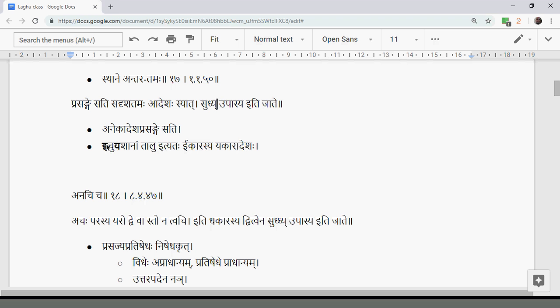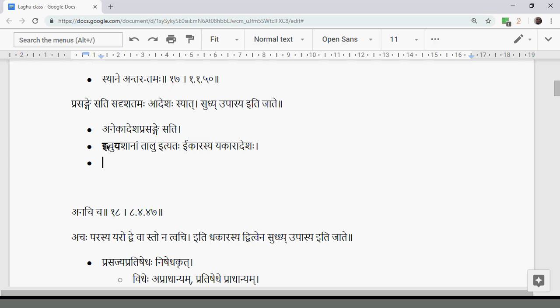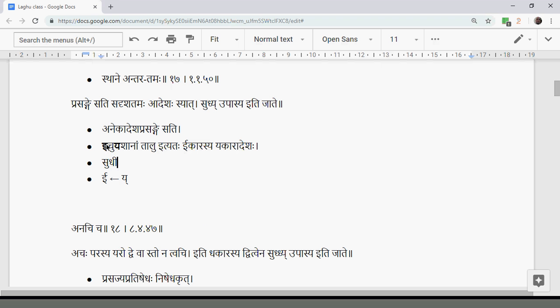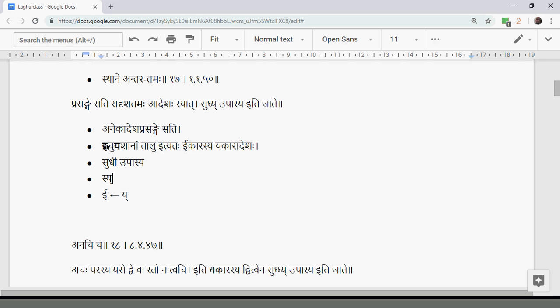So sudhi upasya, in that sudhi upasyati jate, how did sudhi upasya become what it became? Because ikara, the closest, will be replaced by yakara. So ikara is replaced by ya, and you get sudhi. Upasya will be replaced by what? In the example, sudhi upasya will become sud yakara, sudhya upasya. This is the example here, and it is still being derived.